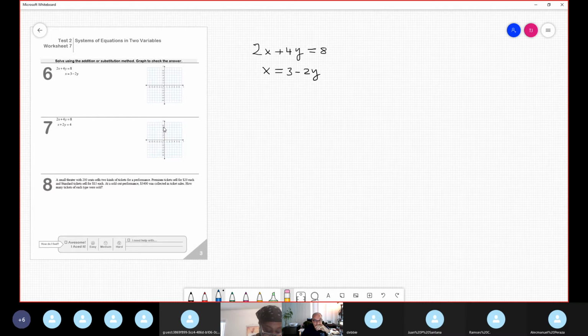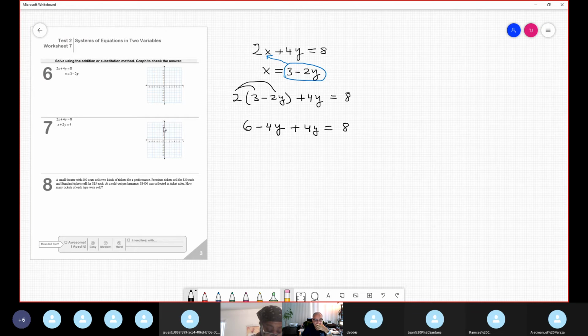Therefore, I substitute this expression here. So I write 2 parentheses, 3 minus 2y, plus 4y equal 8. Distributing now, 6 minus 4y plus 4y equal 8. Look at that. This cancels out, and you get a complete contradiction.